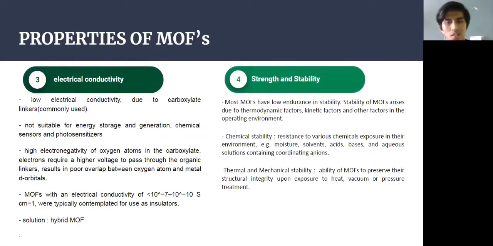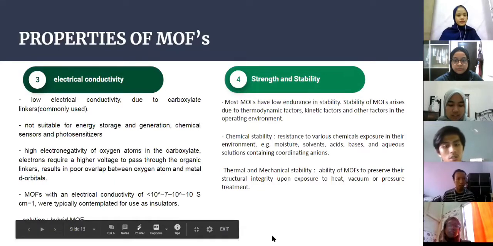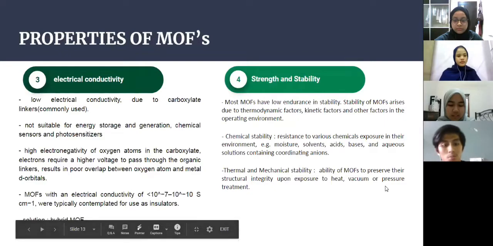Next is the electrical conductivity property of MOF. As we know, MOF is built out of SBUs, which are linked by the organic linkers. This makes the MOF have low electrical conductivity, where it will not be suitable for energy storage and generation, chemical sensors, and photosensitizers. This is due to the high electronegativity of the oxygen atom in the carboxylates, where electrons will require a high voltage to pass through the organic linkers, which results in poor overlap between oxygen atoms and metal d orbitals.